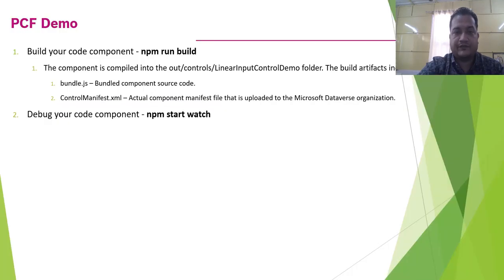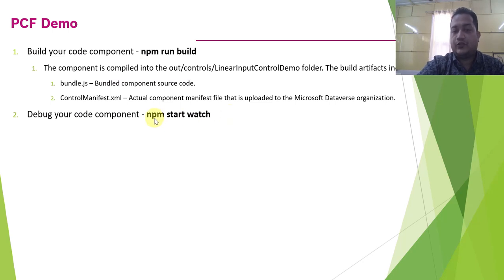So till now we have reached how you can build your component. Finally we succeeded in building our component using npm run build. Now the last part of this video: how you can debug your code component and how you can see the output of this particular component which we have developed recently. To debug your code component, you can use the npm start watch command.